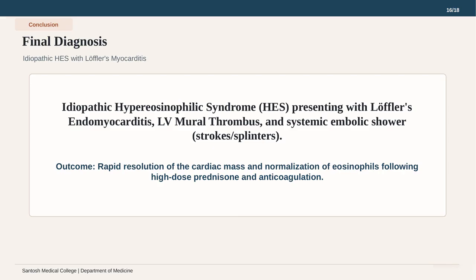Below the diagnosis, notice the highly positive patient outcome. Following the administration of high-dose prednisone and systemic anticoagulation, there was a rapid resolution of the cardiac mass. Additionally, the patient's peripheral eosinophil count completely normalized. This underscores the importance of rapid diagnostic pivoting when faced with multi-system disease. Let us visualize how our thought process evolved from the initial presentation to this successful resolution.